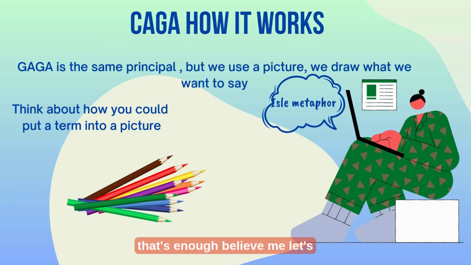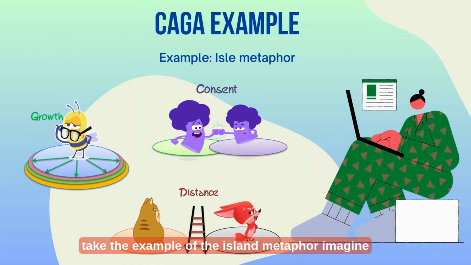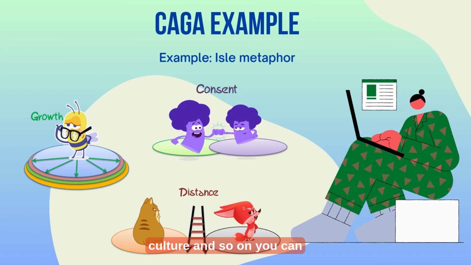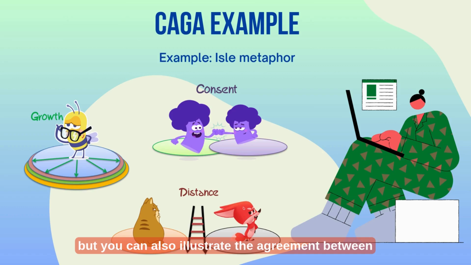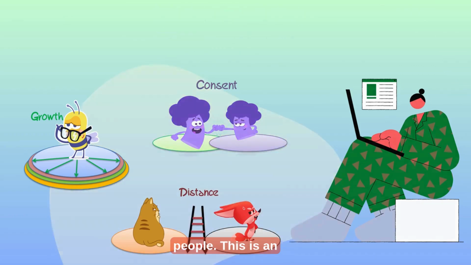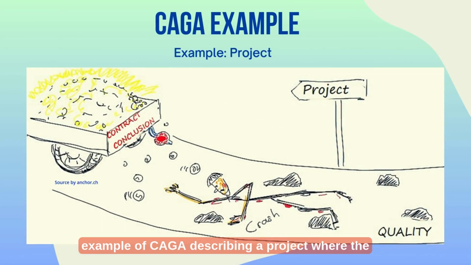That's enough, believe me. Let's take the example of the island metaphor. Imagine that each person lives on their own island, which metaphorically stands for their knowledge, education, culture, and so on. You can now use a GAGA to draw personal growth, for example, or the distance between two people, but you can also illustrate the agreement between people. This is an example of a GAGA describing a project where the difference between the constantly growing delays and bad quality of products are a problem.